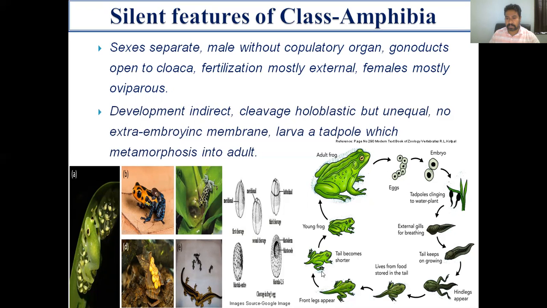Here we can see the life cycle of a frog. This is the adult frog, which lays eggs in the water, and the egg forms the embryo, and from this embryo there is a formation of a larva. Now this is the tadpole larva, which is aquatic, herbivorous, and has a tail and external gills for respiration. This larva metamorphoses into the adult frog, which does not have any external gills. It is insectivorous and devoid of a tail.